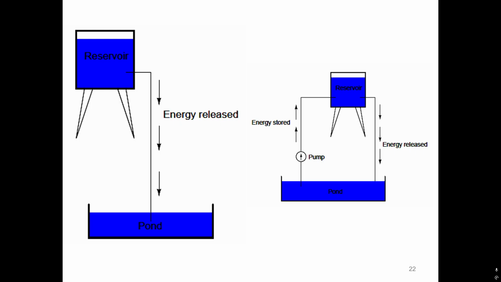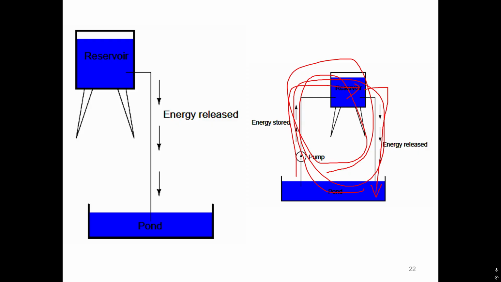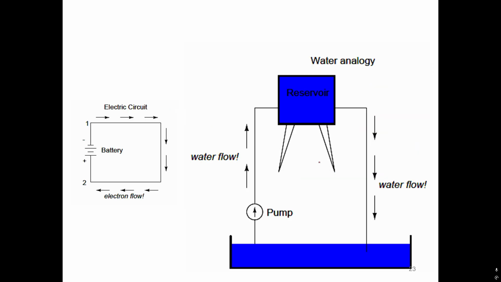Suppose you release the water from the reservoir through a pipe, the energy gets released, right? Suppose you combine these two things. We have the pump that is taking the water to the reservoir, and from the reservoir it flows back to the pond. So there will be continuous circulation of water through the system. This is what happens in an electric circuit also.